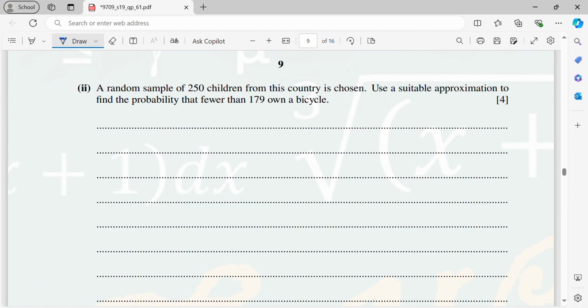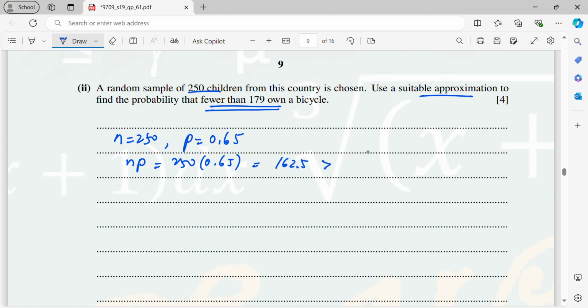Part 2. A random sample of 250 children from this country is chosen. Use a suitable approximation to find the probability that less than 179 own a bicycle. So now your n is 250, which is greater than 50. Then the p remains at 0.65. So now I need to calculate my np. 250 times 0.65, then you are getting 162.5, which is greater than 5.